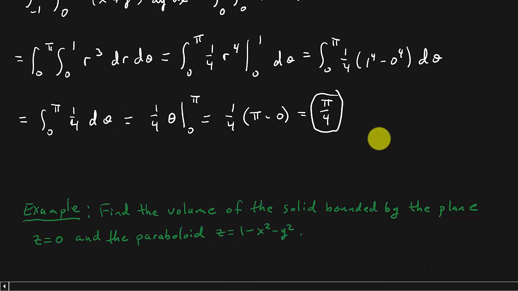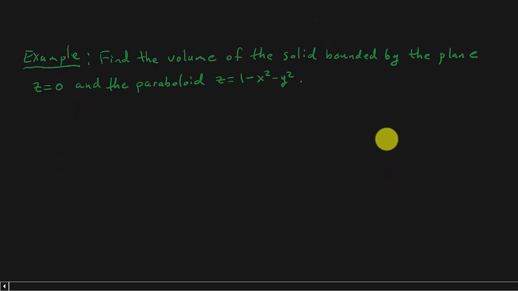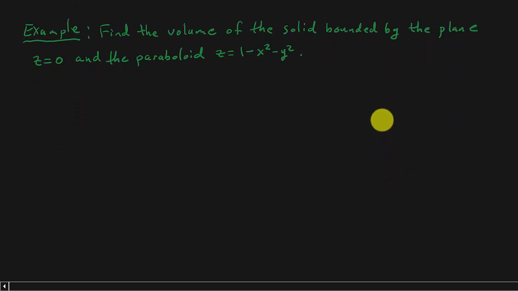All right, so let's take a look at the next example. Got a lot of examples in this section. All right, so find the volume of the solid bounded by the plane z equals 0 and the paraboloid z equals 1 minus x squared minus y squared.